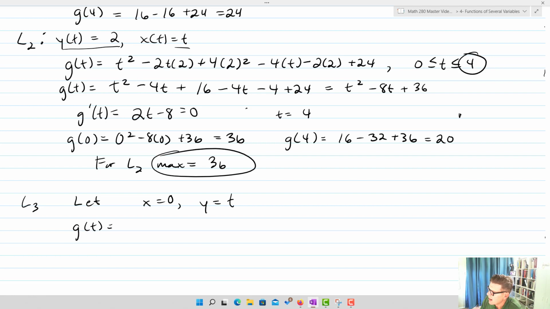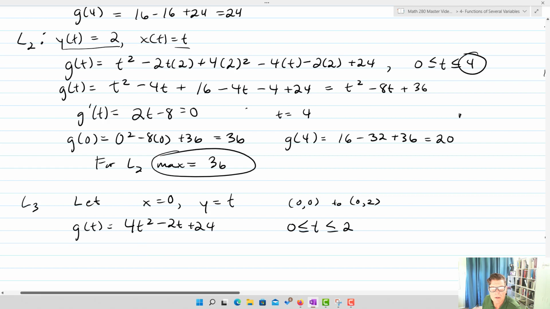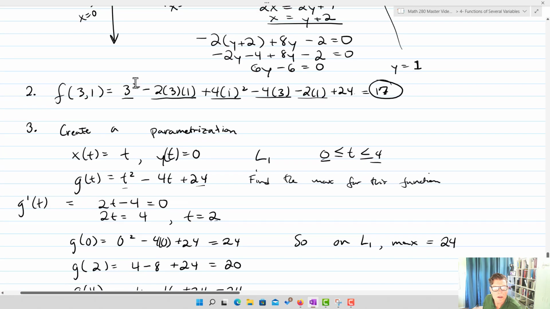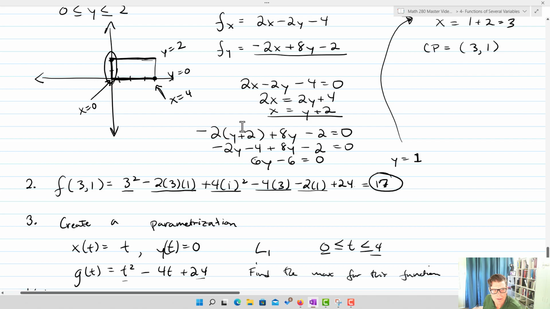So g of t is now going to equal 4t squared minus 2t plus 24. And we're going to have t greater than or equal to 0 and less than or equal to 2. It's going to go from 0, 0 to 0, 2. Right? And that's exactly what the graph looks like. 0, 0 to 0, 2.